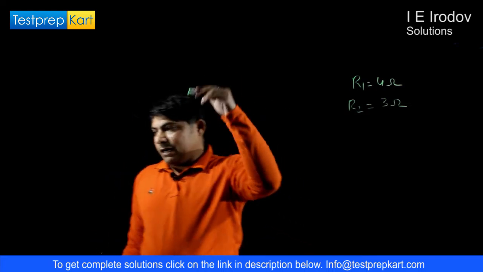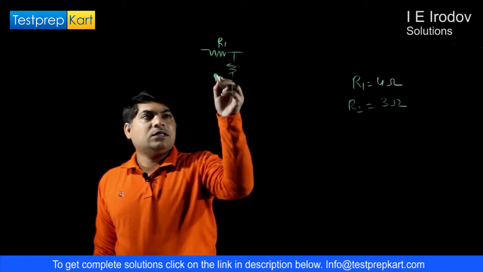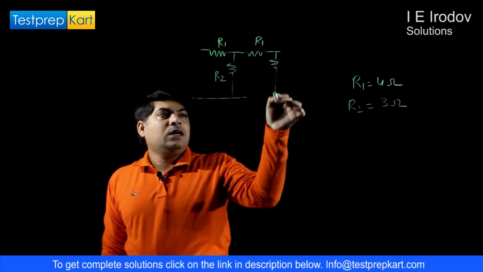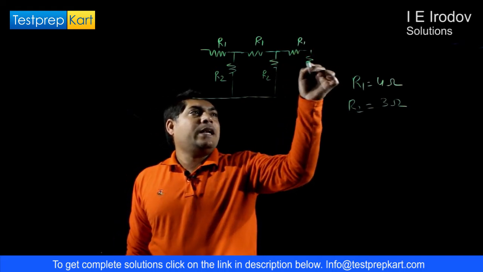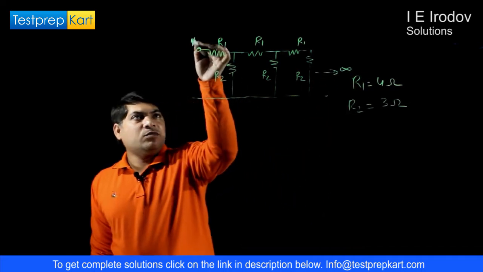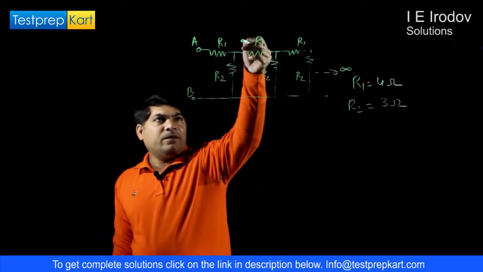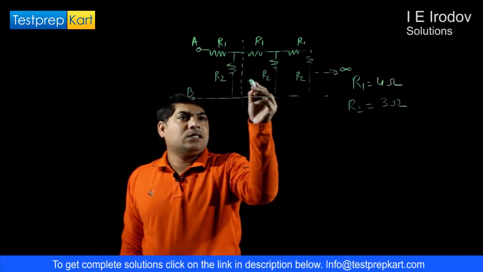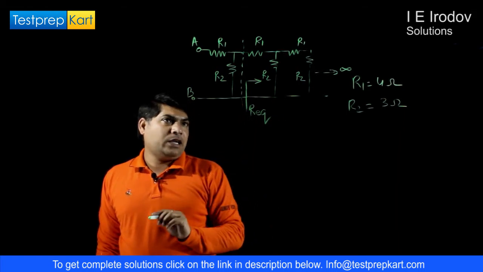Let me draw the circuit first. This is resistance R1, then resistance R2. Again, resistance R1 and resistance R2, and this series is going on for infinite length, up to infinity. We need to measure the resistance between points A and B. We can assume that if one term is removed out of infinite, it will not affect the net resistance. So suppose up to this point we get an equivalent resistance R equivalent.